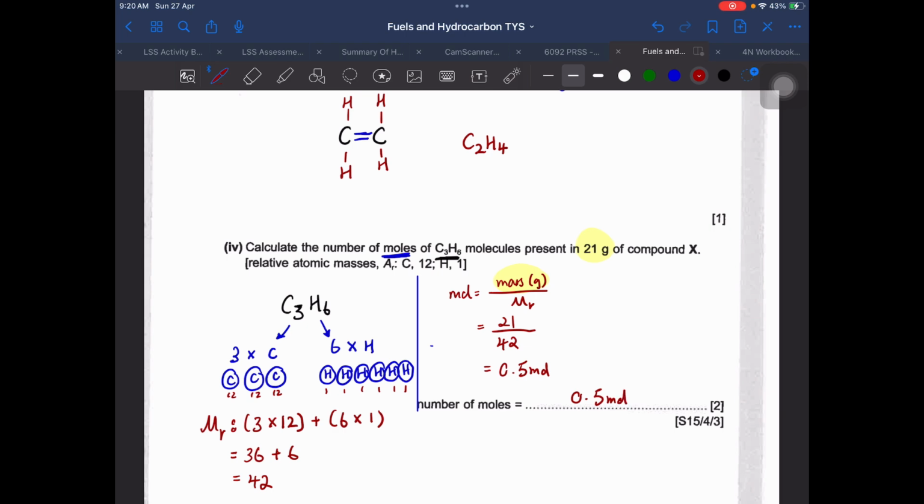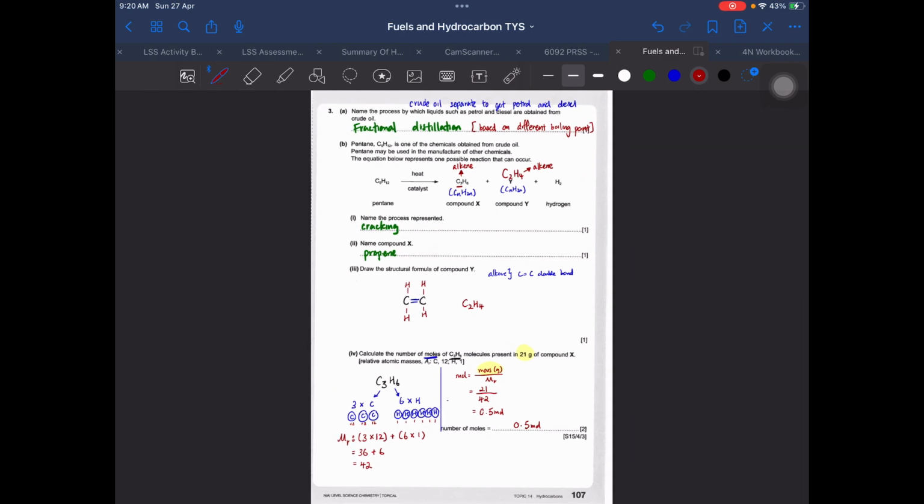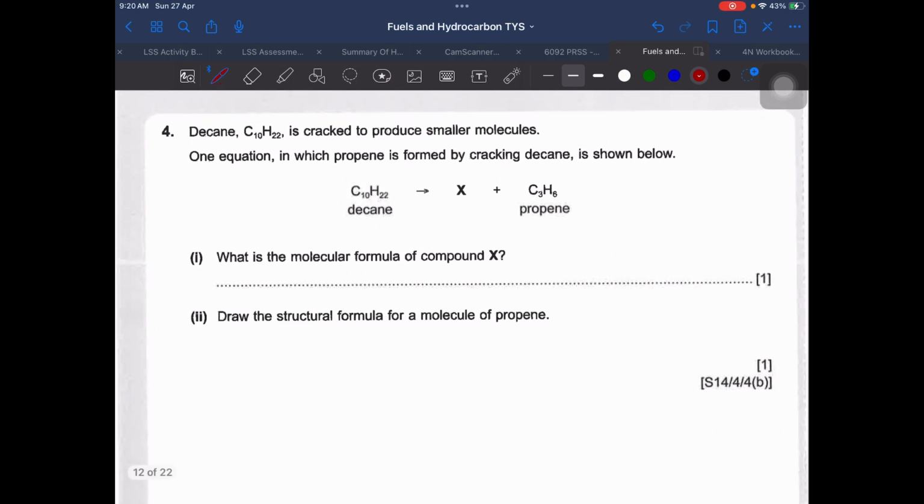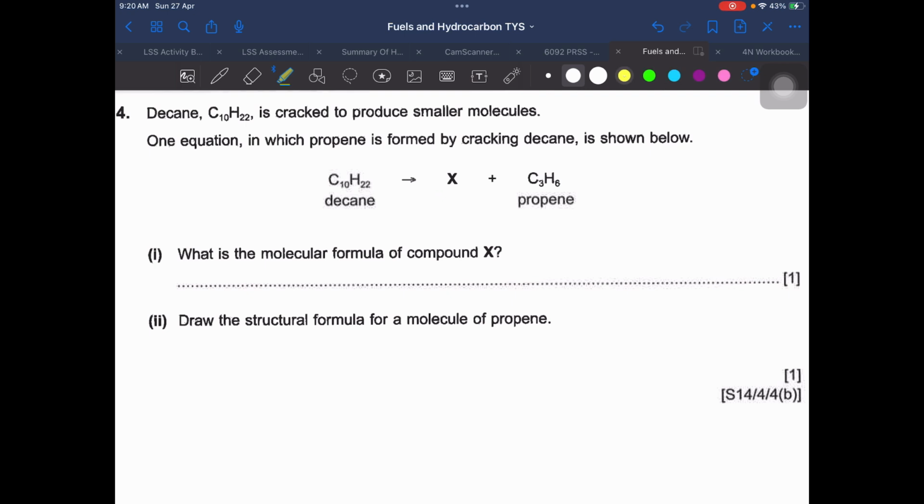Okay, and that is for this page of the 10 series. Moving on to the next page, page 108. Once again, you can see that if you read the question carefully, there's something called decane, and they mention cracking. So this must be a form of cracking. And cracking means that if you have to know the molecular formula, you must add back the carbon and the hydrogen. So go and count how many carbon and how many hydrogen.